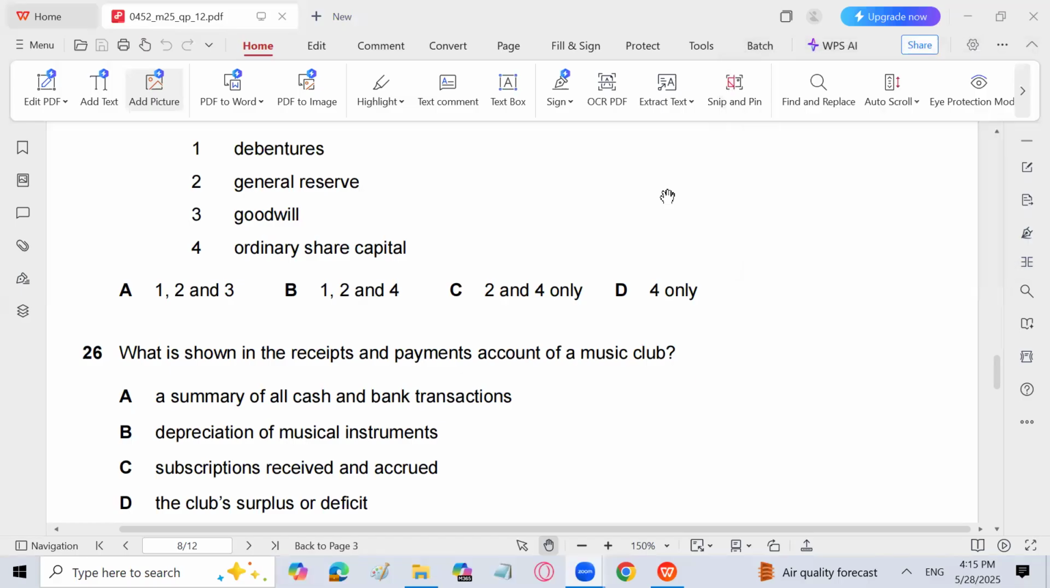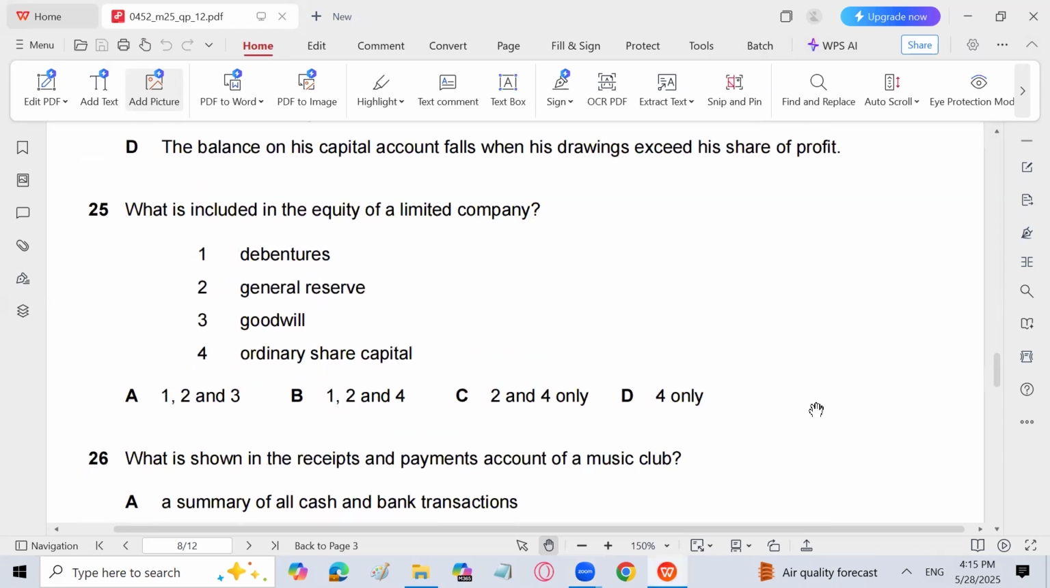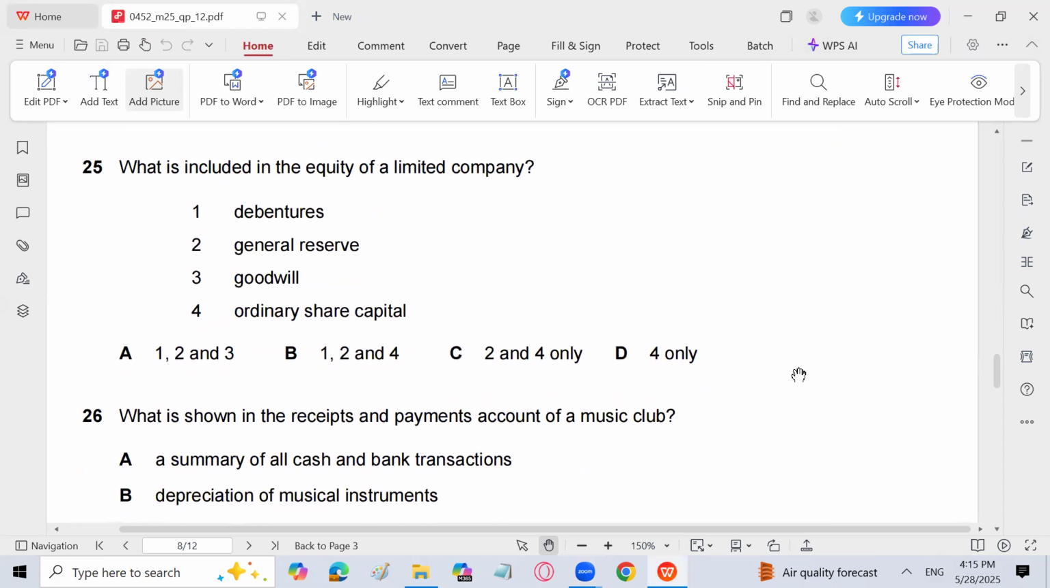Let's do the paper. This is the second part of February March 2025 variant 1-2 MCQs for IGCSE O-level accounting, and it is an important paper actually. So let's do that. We have already done 25 MCQs.